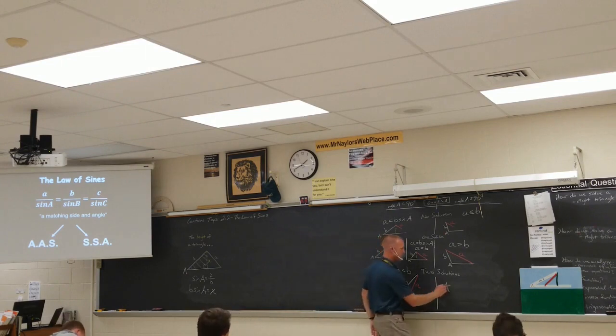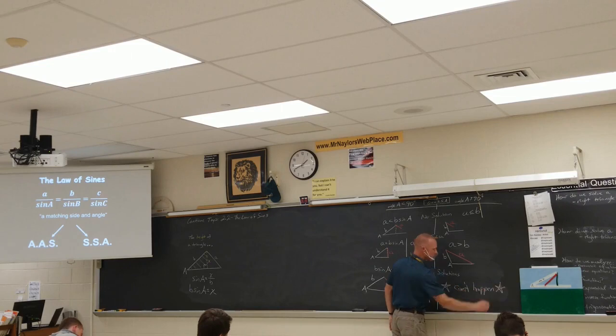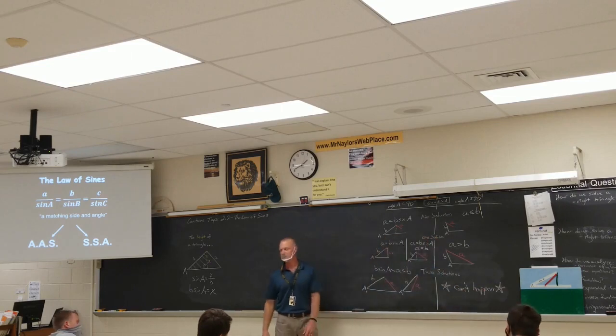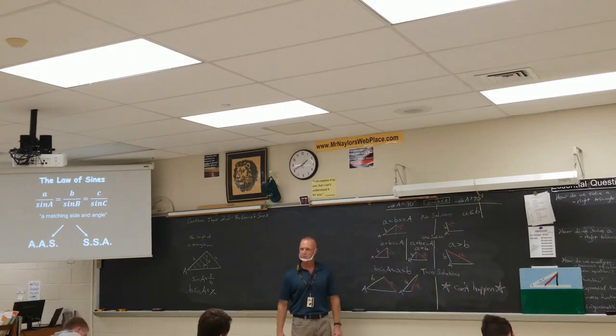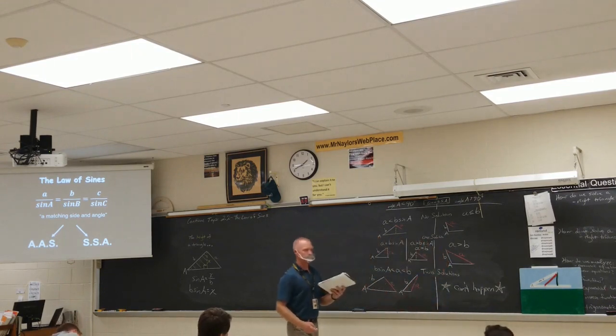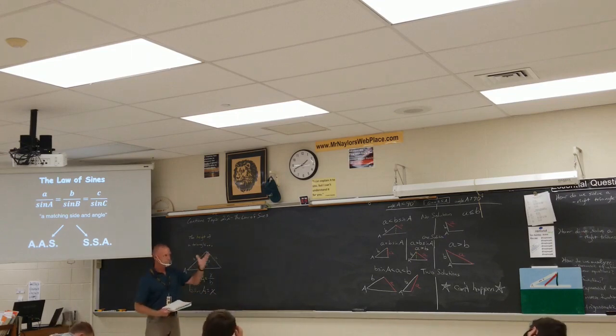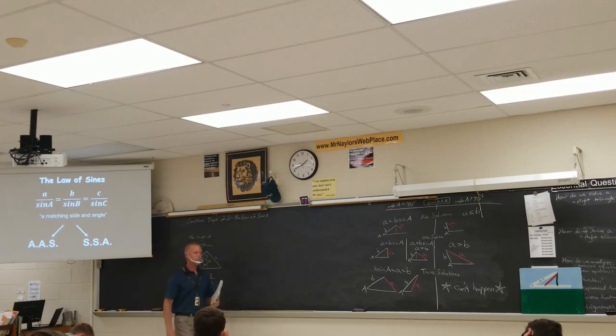All right, and that's the end of that story. Can't happen over here. You can't have two solutions if the angle is greater than 90. All right, well, that's the chart. That's the manual. Maybe you've looked at it, but now it's time to use it. What we're going to do is use it to try to solve triangles.